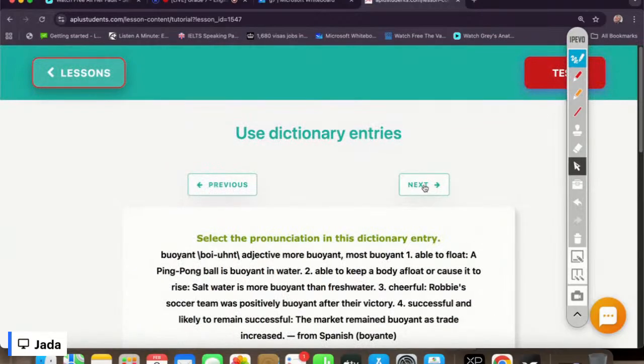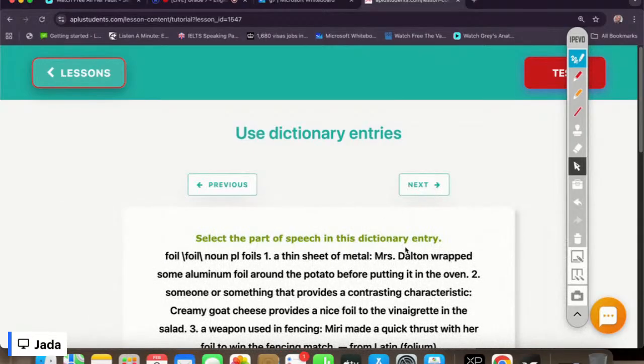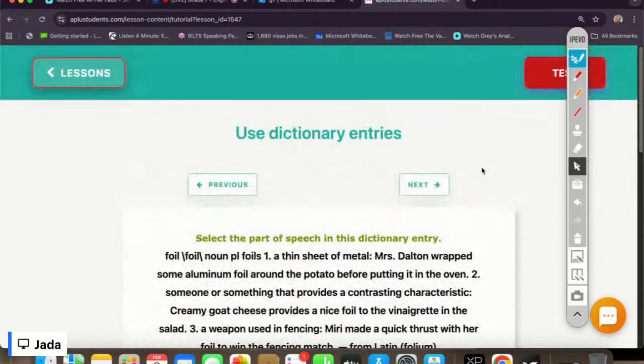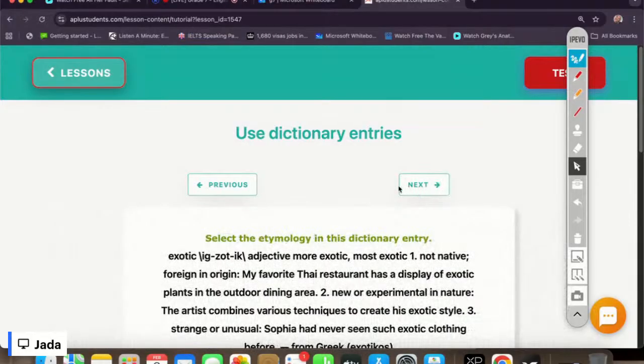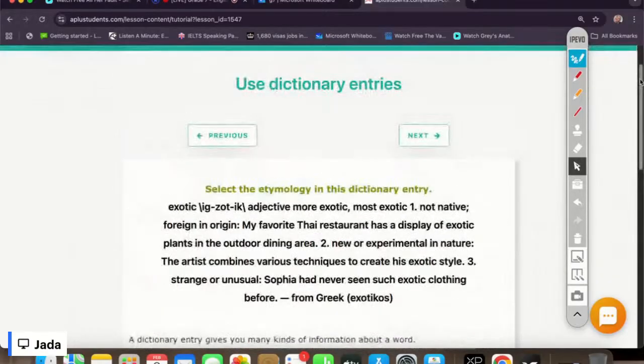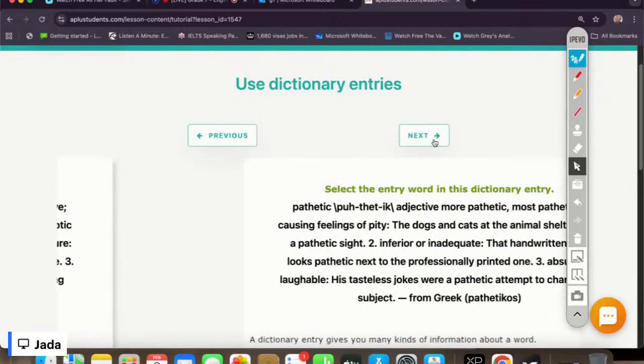So we have some examples here. Select the part of speech in the dictionary entry. Now we have foil. What's the part of speech? It is a noun. Then select the etymology in this dictionary entry. Remember that that is the origin. Where is it from? The word's origin. For exotic, it's from Greek. So these are different ways that you can understand a word using the dictionary.